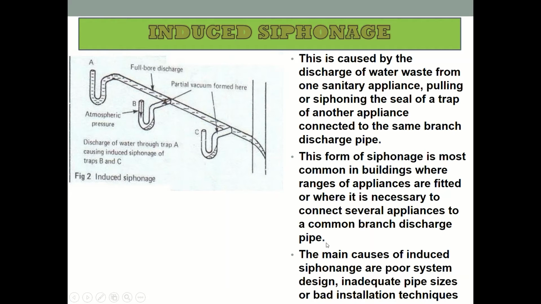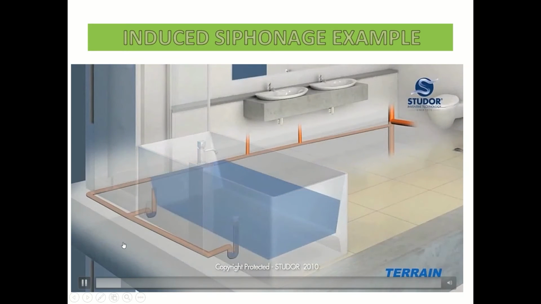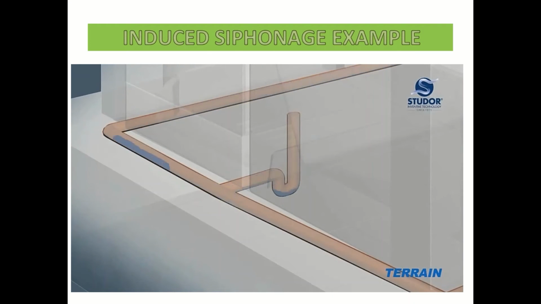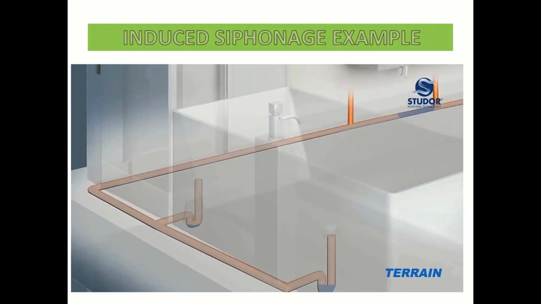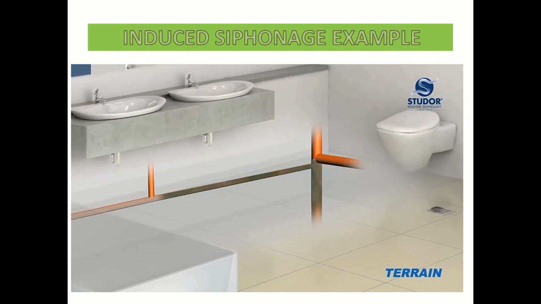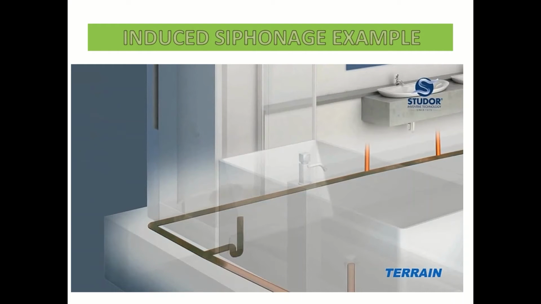The main causes of induced siphonage are poor system design, inadequate pipe size, or bad installation technique. So I will show you some video examples. This occurs where two waste traps feed into a common waste pipe. When wastewater is discharged into the pipe from one trap, as that water flows down the pipe, the air is drawn through the other trap. Both these forms of siphonage are really design faults.